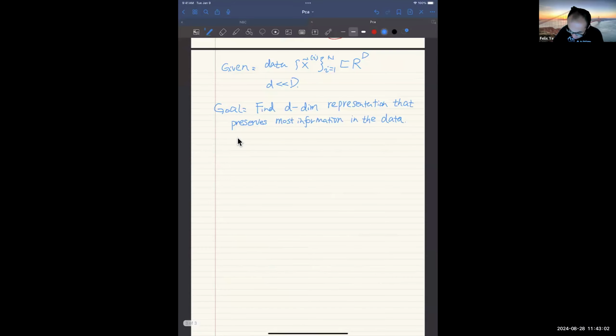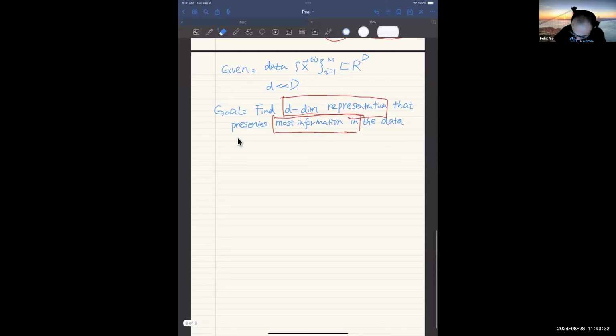So that means it has two parts. The first part is we need to find this d-dimensional representation. Because everything is being shifted to an origin, we can use the argument from the subspaces to work out. Then the second part is I want to emphasize this d-dimensional representation can preserve the most information. Okay, so the first part is to find this d-dimensional representation.